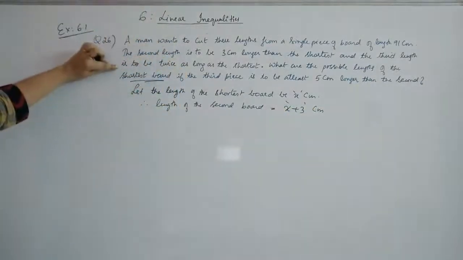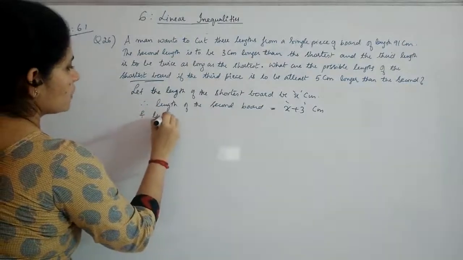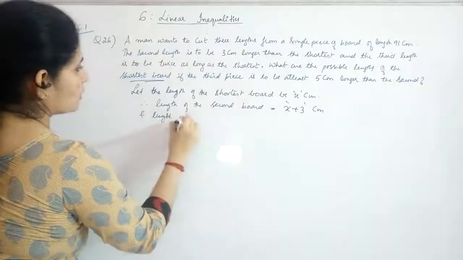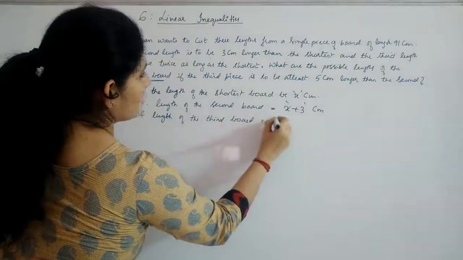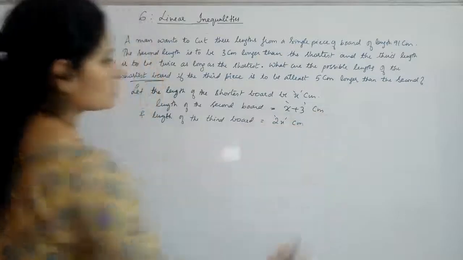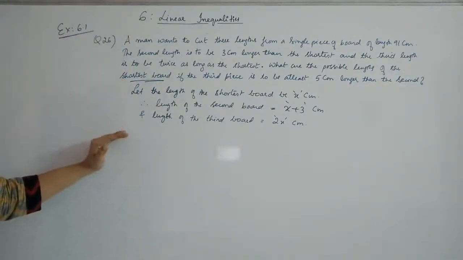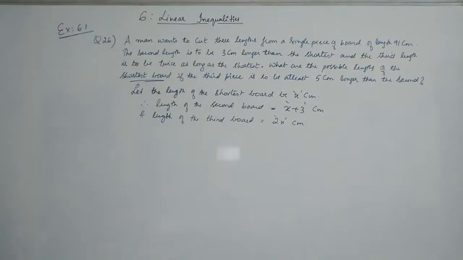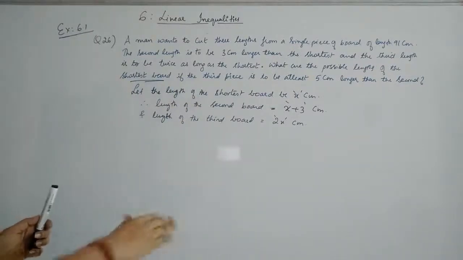Next, the third length is to be twice as long as the shortest. Shortest is again x, so the third will be 2x. Okay, and the length of the third board will be 2x centimeters. Now what they have given is the total length of the board from which we have to cut these 3 pieces is given to be 91 centimeters. That means when we join all these 3 pieces, it will be either 91 or less than 91. It cannot be greater than 91.